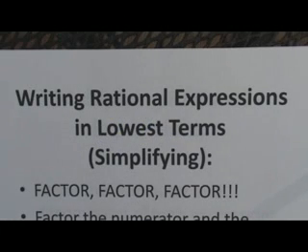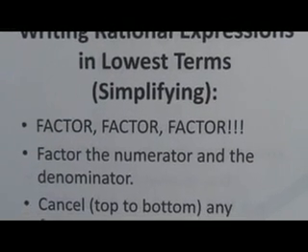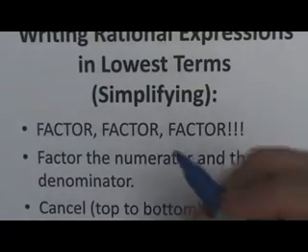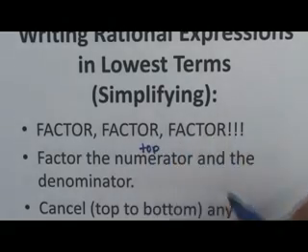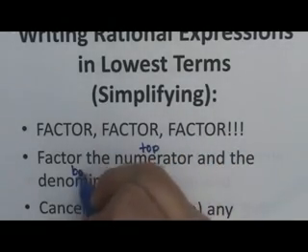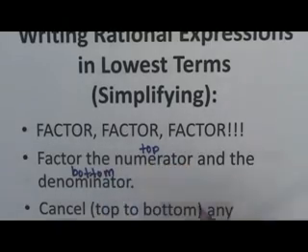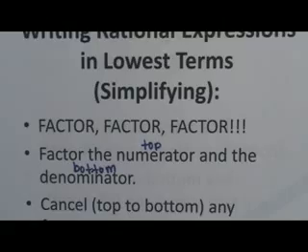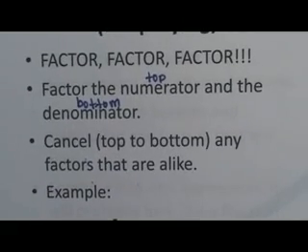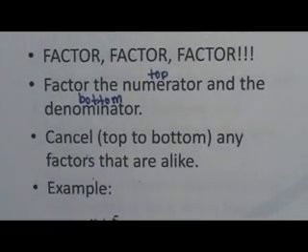Alright, now that we know what a rational expression is, let's talk about writing them in lowest terms, or just simplifying them. The biggest thing to remember here is to factor. You're really going to need to use your factoring skills to simplify here. So factor everything. Factor the numerator and the denominator. Remember, the numerator is the stuff on top, and the denominator is the stuff on the bottom. Factor both of those, and then cancel top to bottom any factors that are alike.